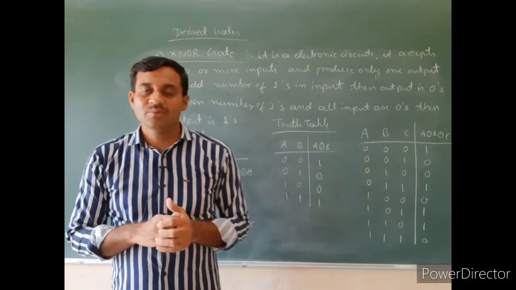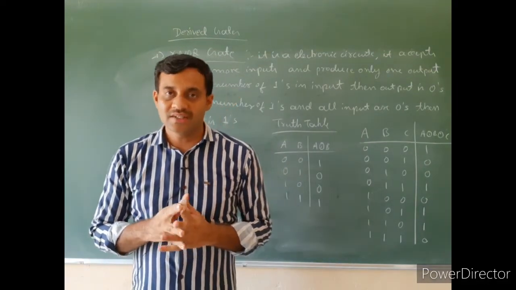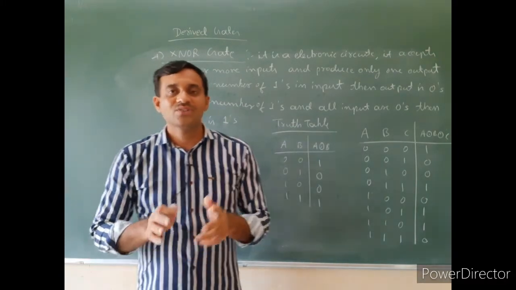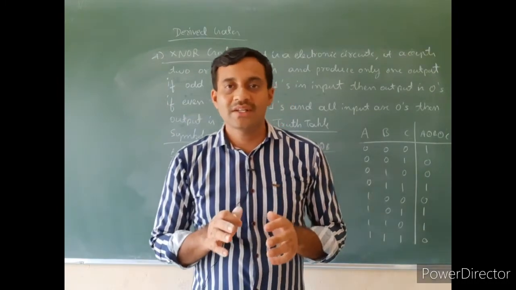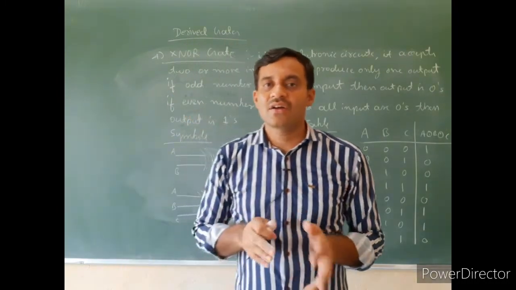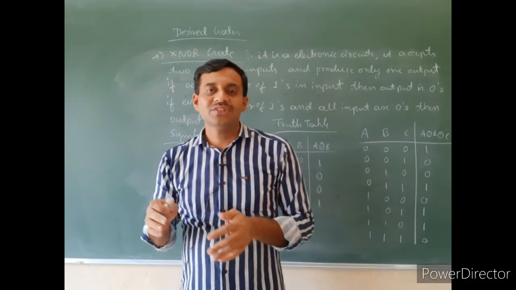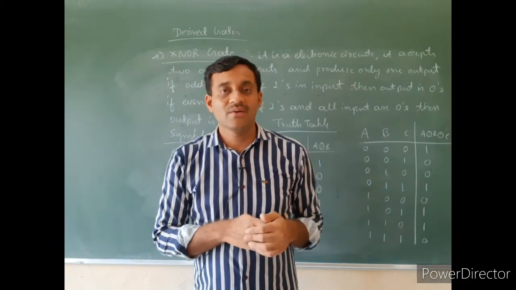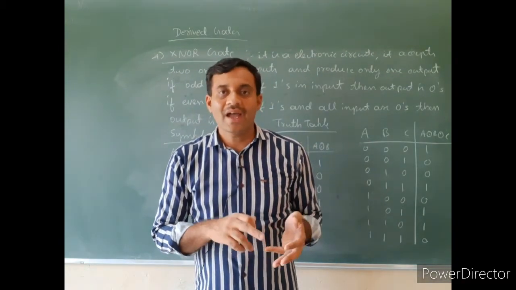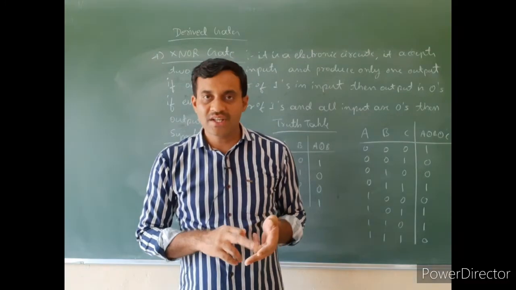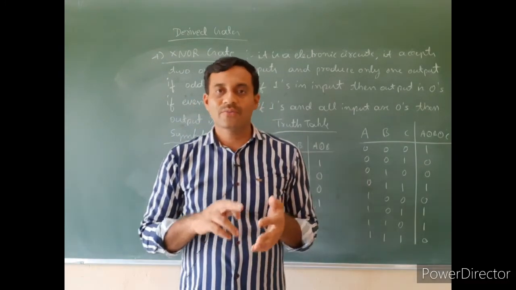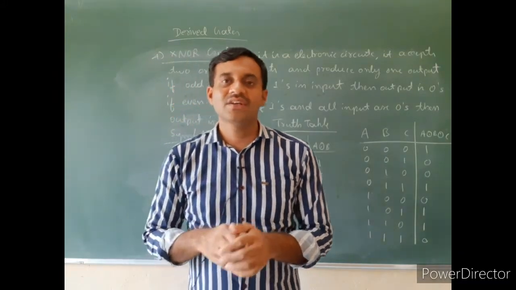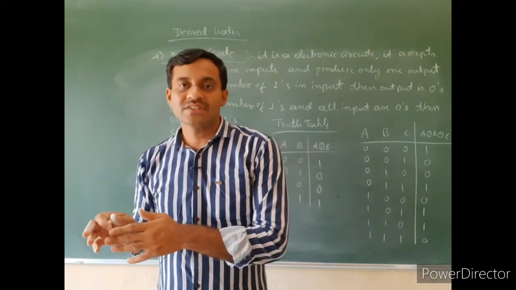Let's see the next concept, that is universal gates. That is the last concept in the chapter. What are universal gates? Here, NAND and NOR are called universal gates because using NAND and NOR gates, we can derive all the basic gates. What are the basic gates? NOT gate, AND gate and OR gate are the basic gates. These gates can be derived using NAND and NOR gates. Hence, NAND and NOR are called universal gates.